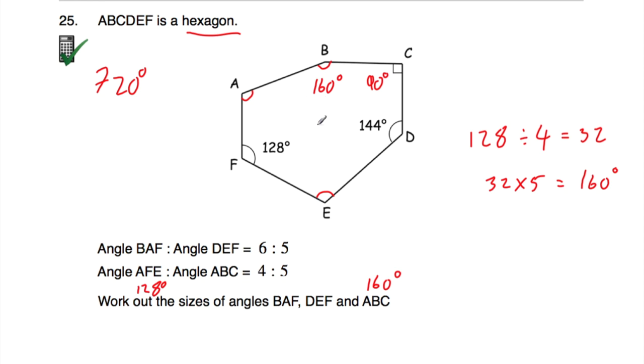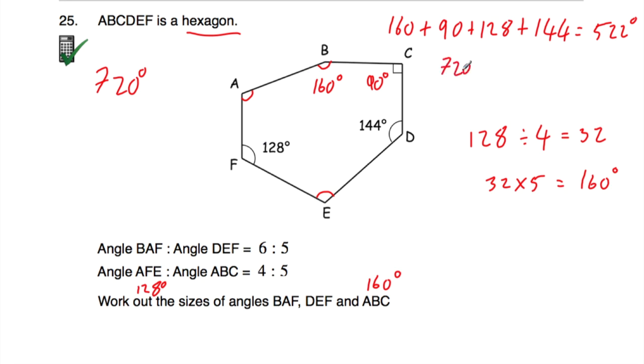So let's add together the angles we've got here: 160 plus 90 plus 128 plus 144. Because we're adding together four angles, be careful when typing this into your calculator. Quite often, if someone makes a mistake on these types of questions, it is when they're typing into the calculator and they type the wrong number. When you add those numbers together, you get 522 degrees. So the sum of these four angles is 522 degrees.